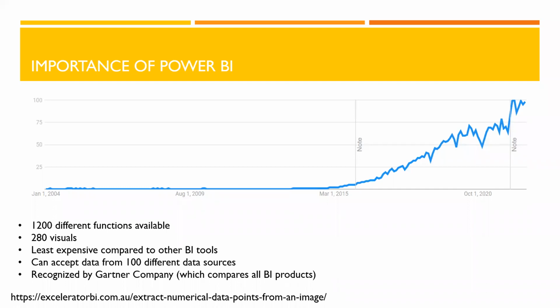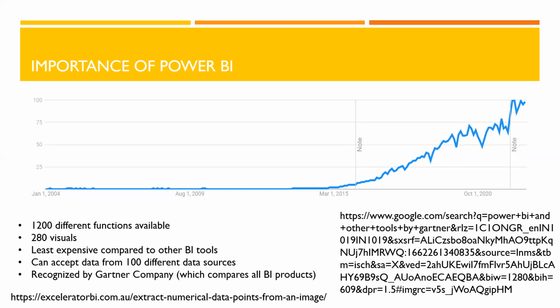Power BI can accept data from 100 different data sources, and I will tell you how. Regarding its importance, it is considered the most important business intelligence tool. It was recognized as the top business intelligence tool by the Gartner company, which produces magic quadrants from time to time. So this is the link of it. We will go through this link, and I'll show you how it works.